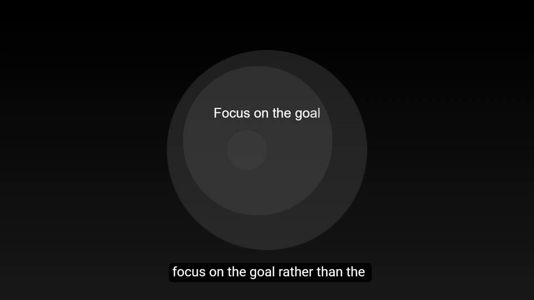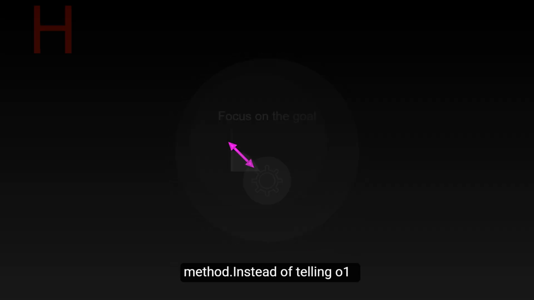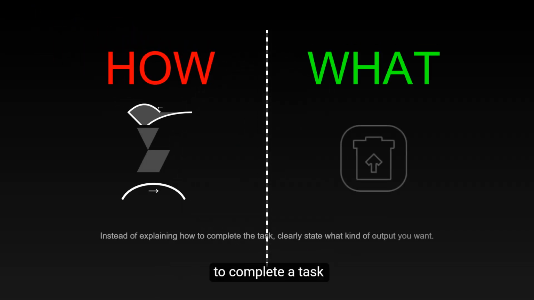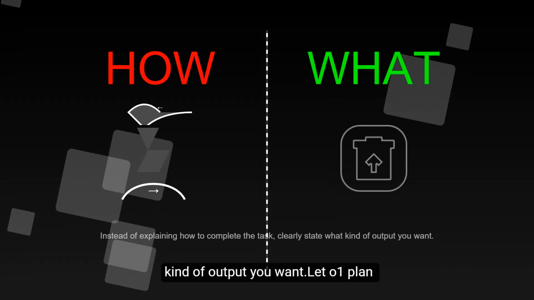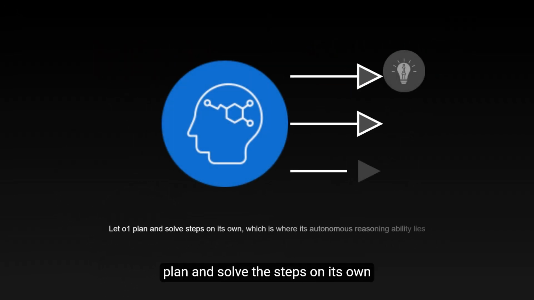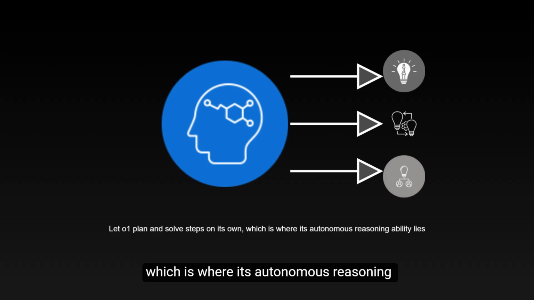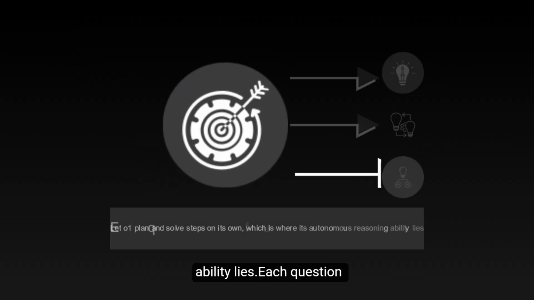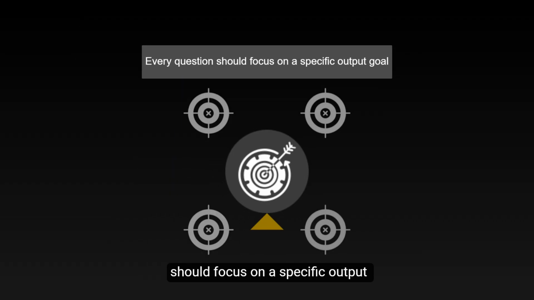Secondly, focus on the goal rather than the method. Instead of telling O1 how to complete a task, clearly state what kind of output you want. Let O1 plan and solve the steps on its own, which is where its autonomous reasoning ability lies. Each question should focus on a specific output goal.